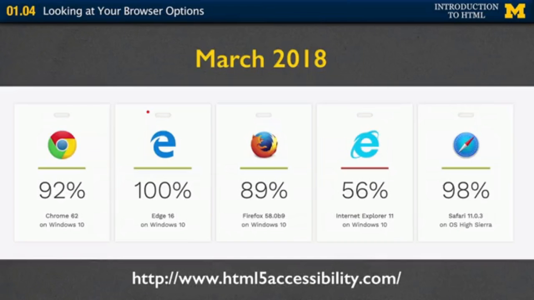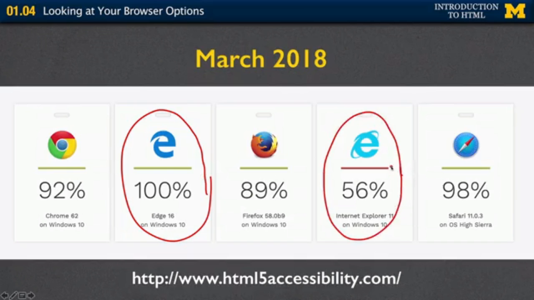So you can see right now, Edge actually has 100% compliance, which isn't surprising because it's one of the newest browsers, so they had accessibility in mind right from the beginning. The other browsers were created before people were paying quite as much attention, so they're definitely making strides to get better and better. However, it is important to notice that Internet Explorer is at 56%, and since it's been basically relegated into the background, it's unlikely that it's going to get much better.